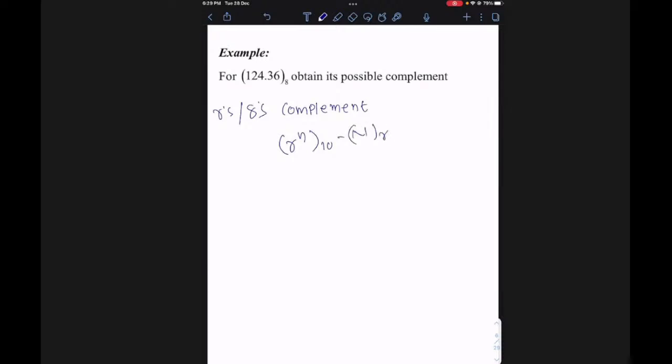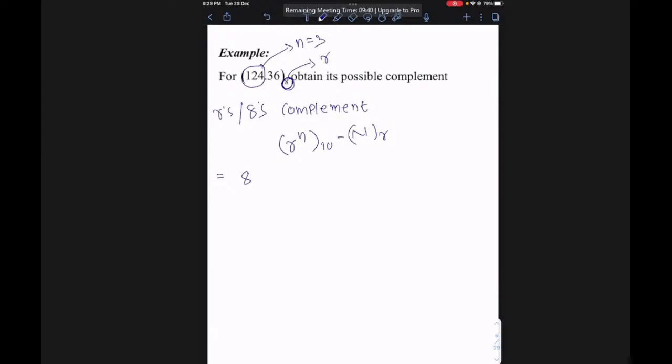right? So here, how much is r? r is nothing but 8. r is the radix, which is 8. So this is your small r. And what is this small n? Small n is the number of digits in the integer part. So n is 3 here.